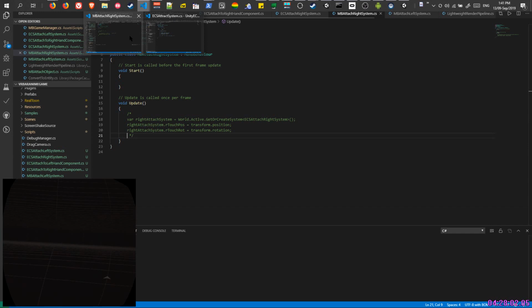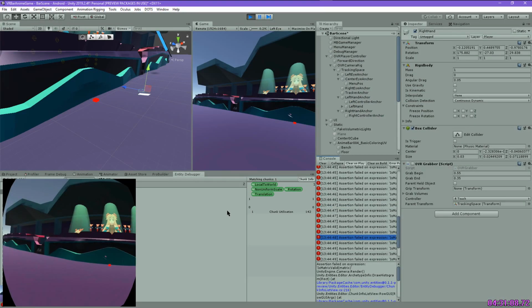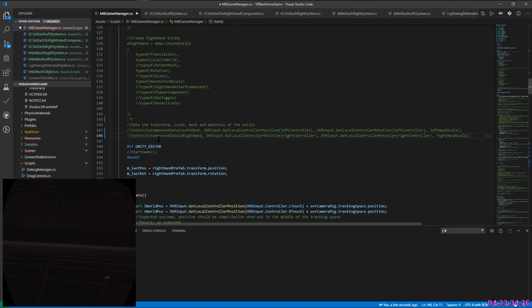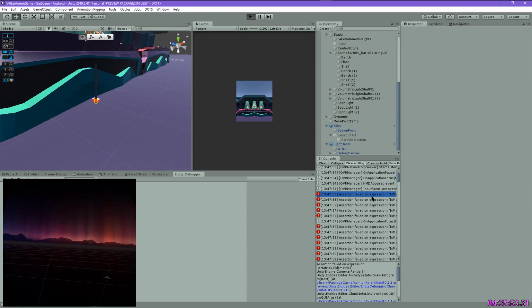Wait, don't tell me it's not even an ECS problem. I don't even know if it's ECS anymore. Something's just breaking. There should be no entities at all now. It seems that it was just a conversion. That was the issue.